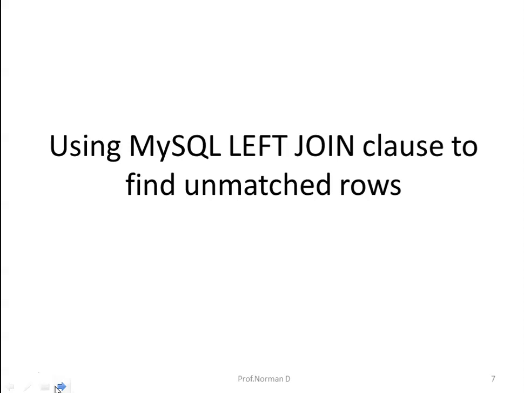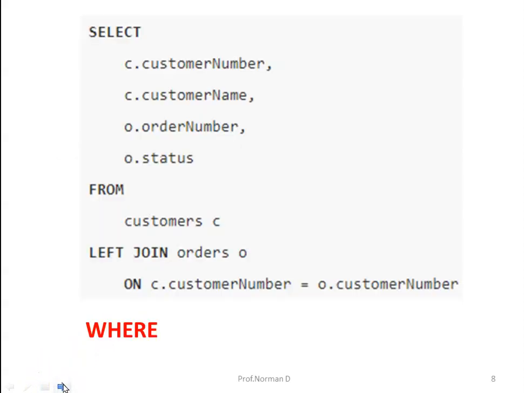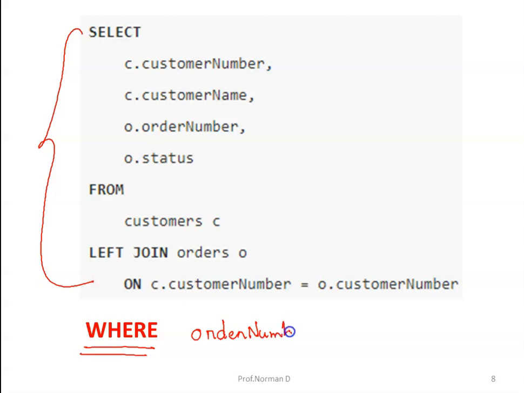Information about those customers who have never placed any orders is not stored in any of the relations. We only have information about those customers who have placed orders. But how do we get such information? We'll have a look at our query. It is the same query, and I am applying a filter. We have seen this part of the query earlier. After this I am using a where clause, and the filter will be where order number is null.